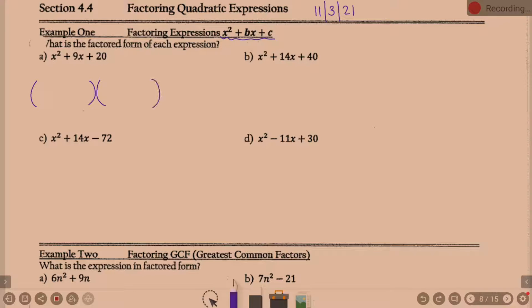X squared plus 9x plus 20 is going to factor into two parentheses. Oh wait, I remember this. It's the foil thing, right? That's what I call unfoil. It's unfoiling. Because we're not going to foil, it's already foiled together. We have to unfoil it.